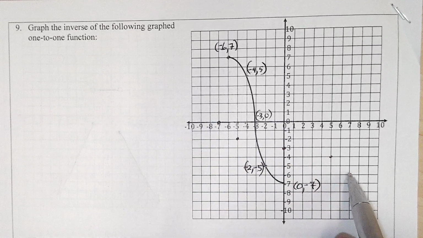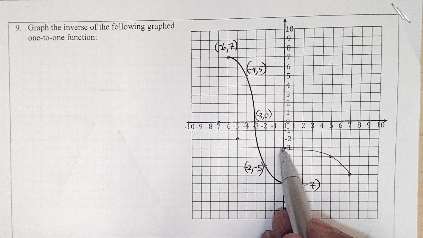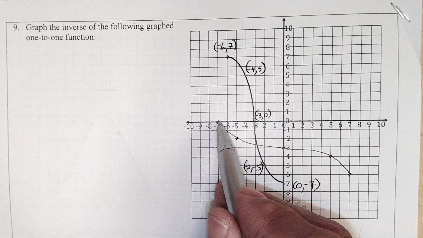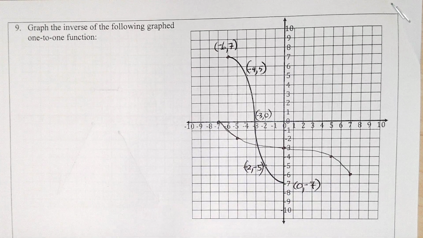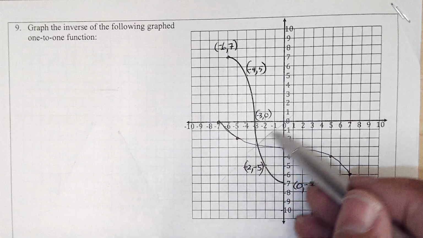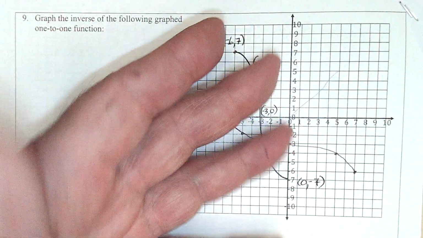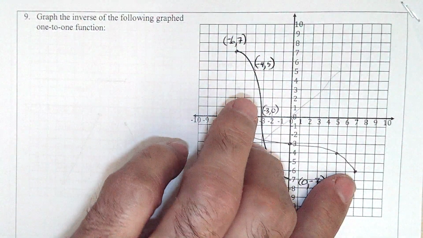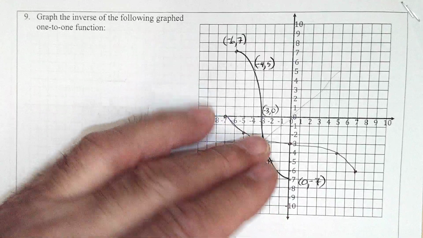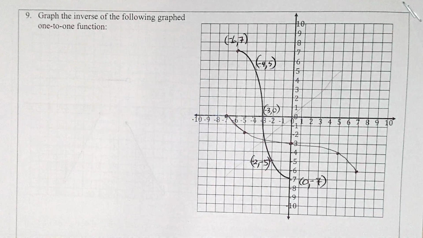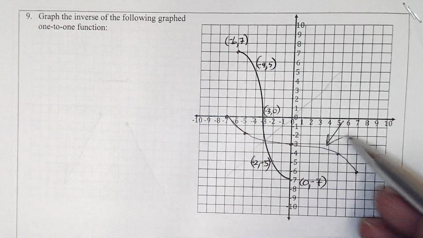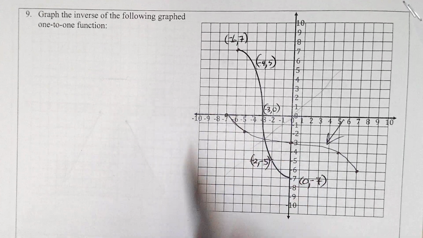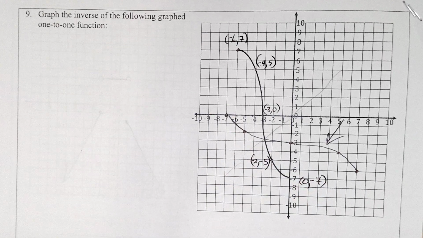So I need to draw this shape going from here to here to there. And it should look like I reflected this over this line. This part going over to here, and this part going over to there. So this is the answer, this graph. It's an estimate of it. Okay.